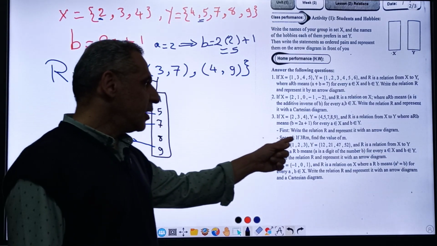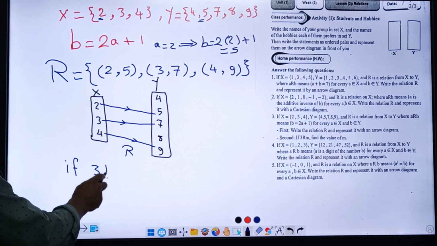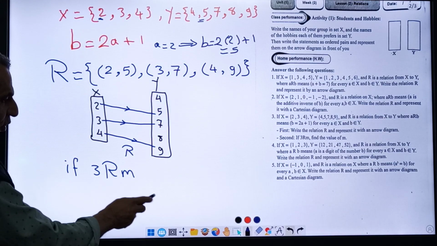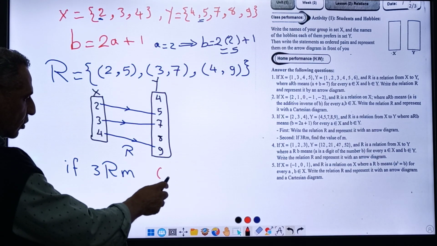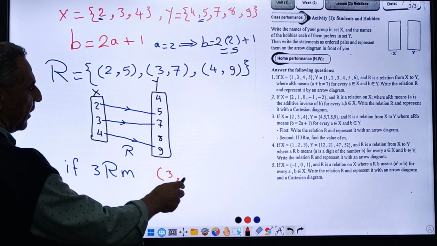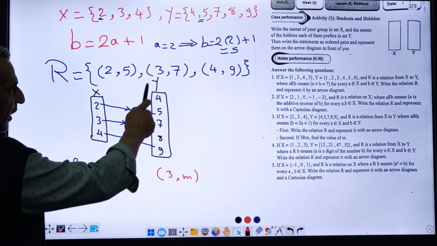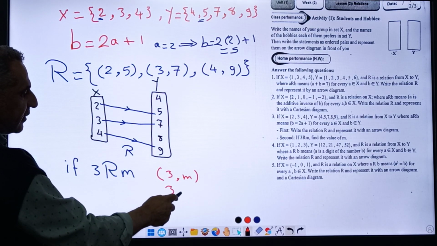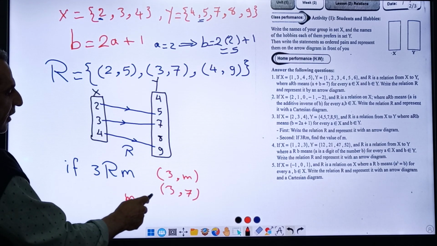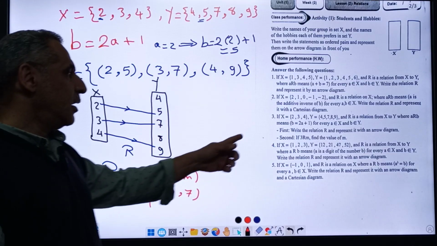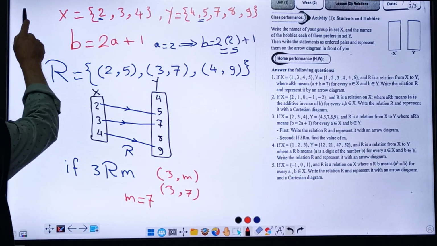طب في هنا second if 3 R m. عايز اجيب الvalue of m. طب يعني ايه 3 R m؟ يعني order pair 3 and m. طب الorder pair ال 3 كانت الorder pair عندي 3 and 7. يبقى الvalue of m equal 7. كده انا جبت الvalue of m. ده كده كان question number 3.